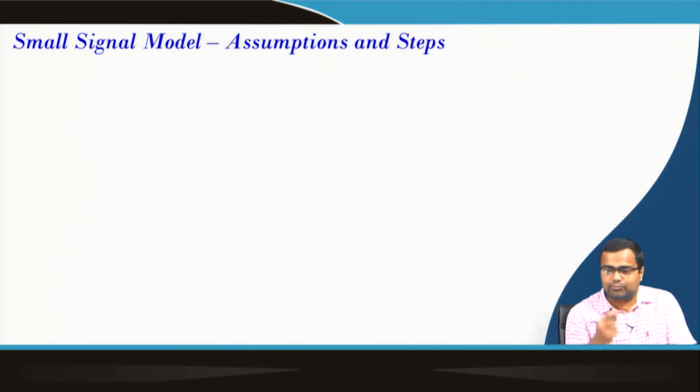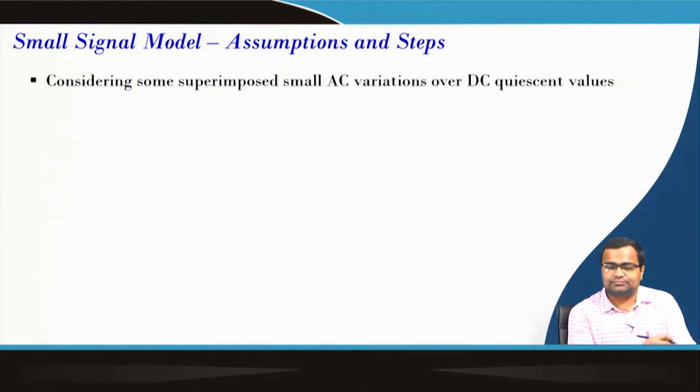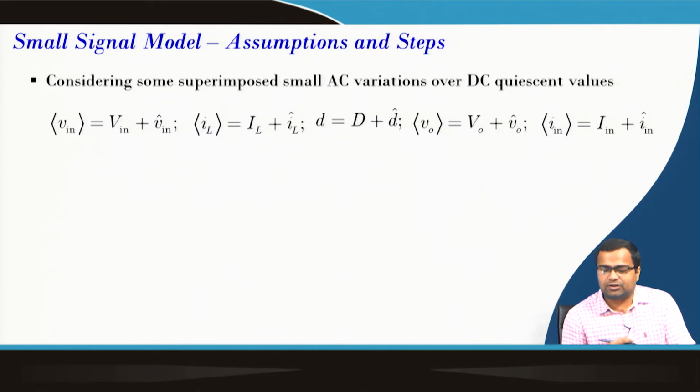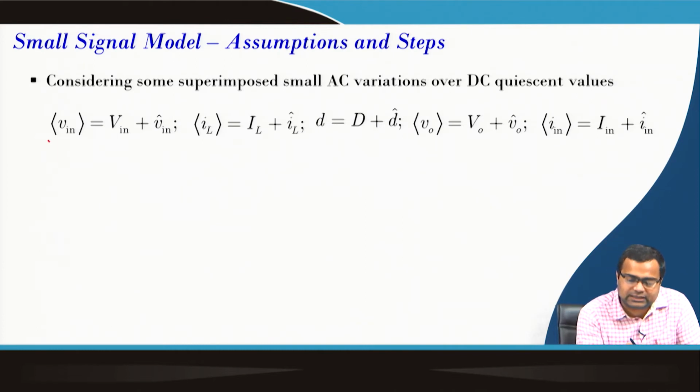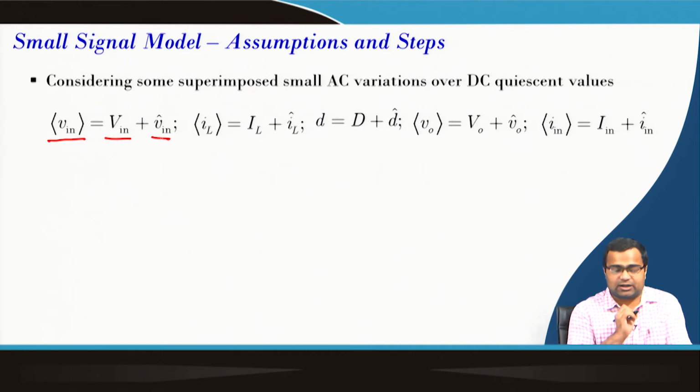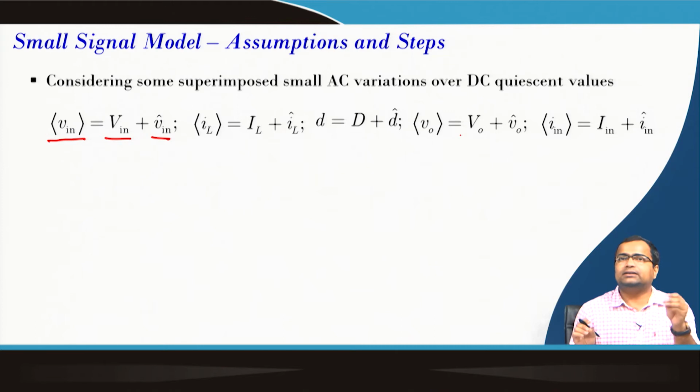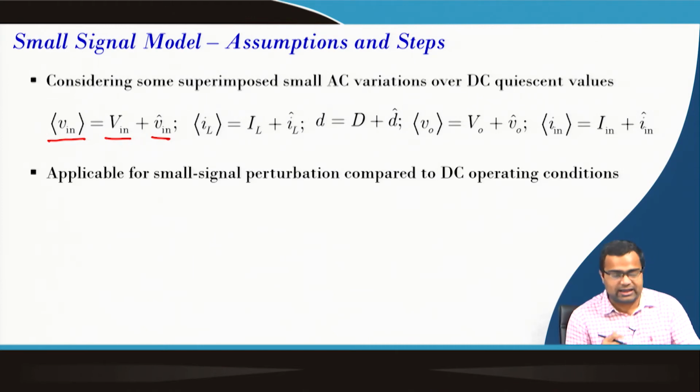Now, the small signal model assumptions and states. If we consider the average quantity to be replaced by the DC term and the AC part for all parameters, and this process we did in state space averaging also, then what can we write?